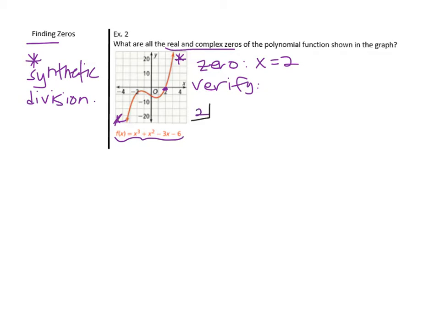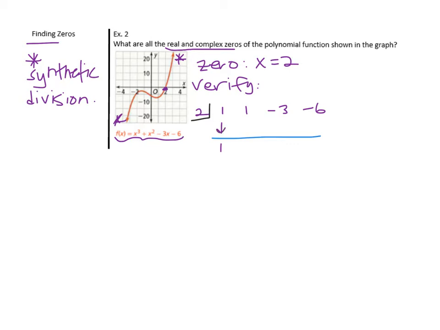let's make sure all of our coefficients are present, or our terms are present. x squared, x cubed, negative 3x, negative 6, all of our terms are present. Our coefficients are 1, 1, negative 3, and negative 6. We'll draw our blue line in here. Let's verify that we have a zero for this polynomial.